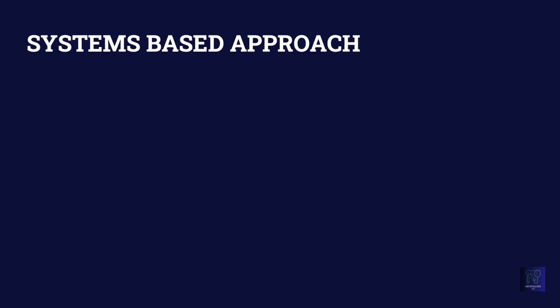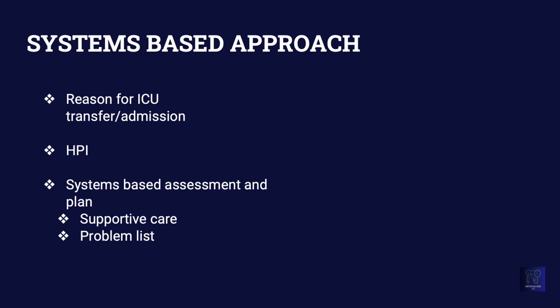ICU patients are generally complicated and there is a lot of information available about them. It can be a little challenging to organize the data and present for rounds. To make it easy, I recommend a systems based approach. Start with why the patient is admitted to ICU. This will help you focus on the most life threatening aspect of the patient's illness. Then talk about the history of present illness and then move on to systems based assessment and plan.